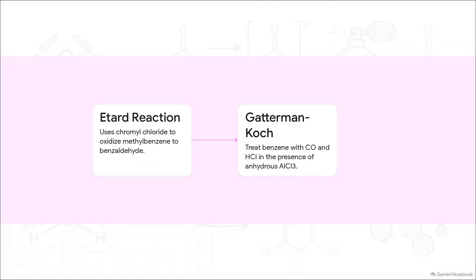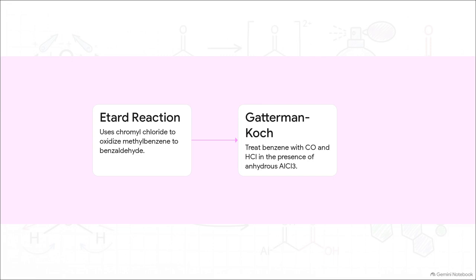Now pay close attention here because these next two named reactions for preparing aromatic aldehydes are absolutely massive for your board exams. Please take a mental note of these two. First up, the Etard reaction. Here, we use a very specific reagent, chromyl chloride, to gently oxidize the methyl group of toluene. The magic here is that it stops right at the aldehyde stage to give us benzaldehyde, rather than over-oxidizing all the way to a carboxylic acid.